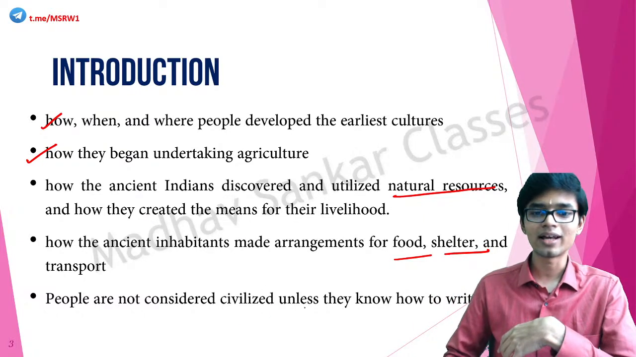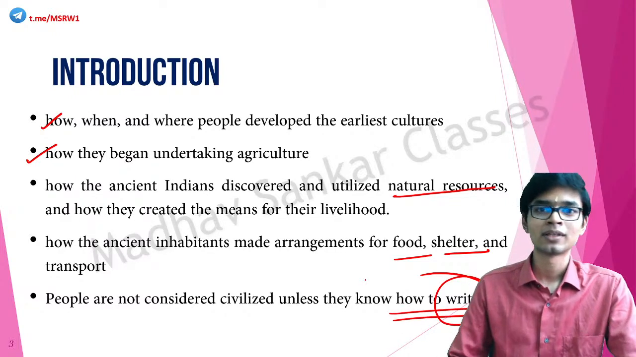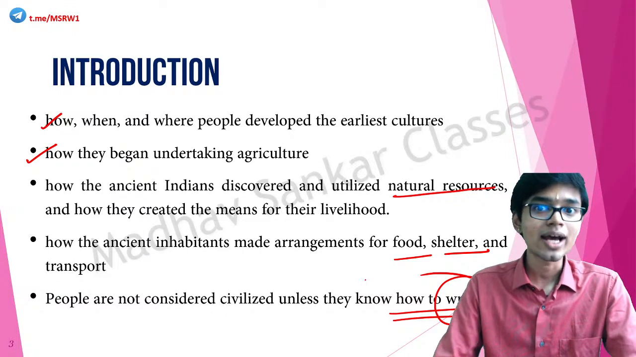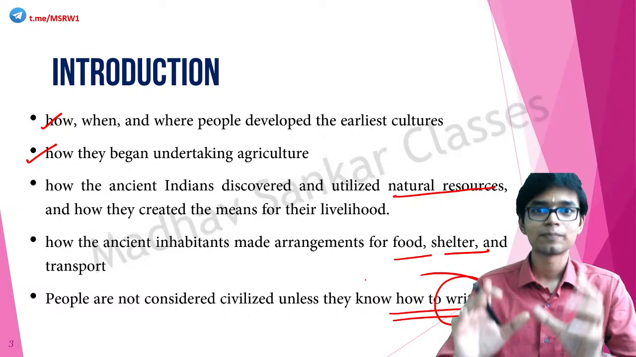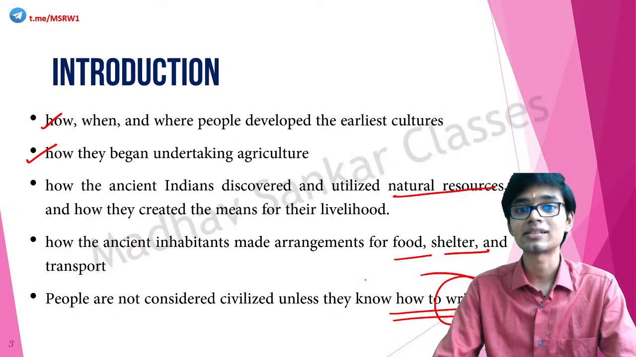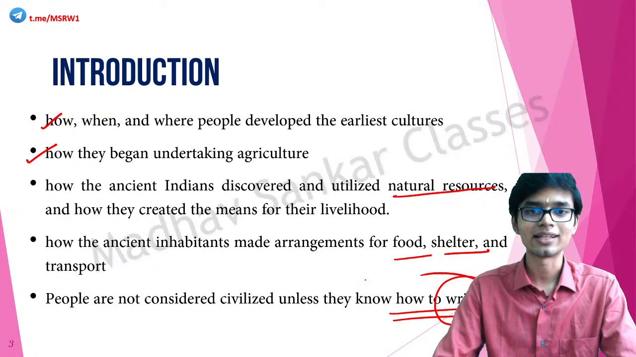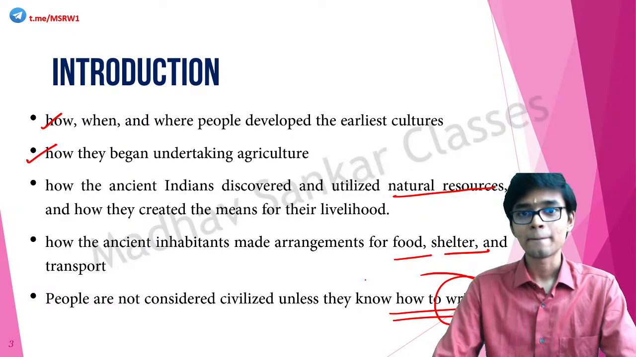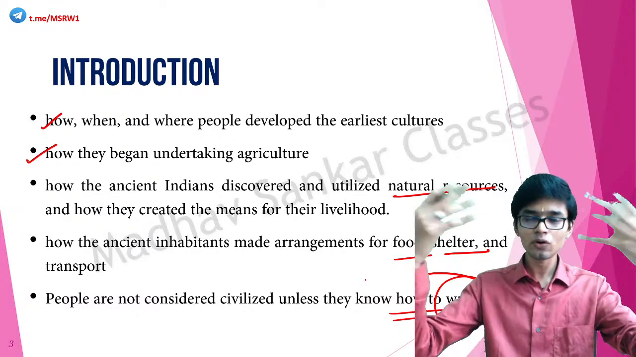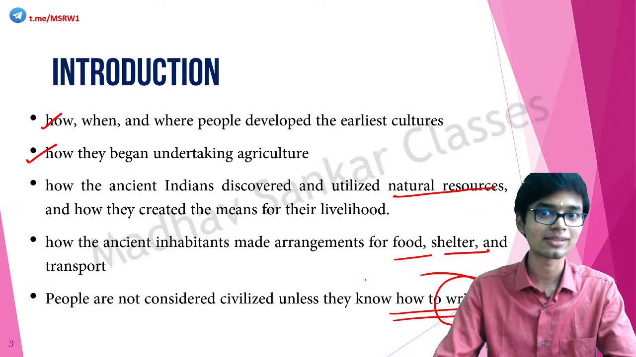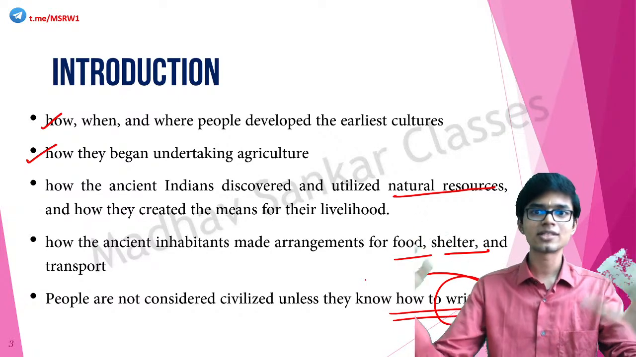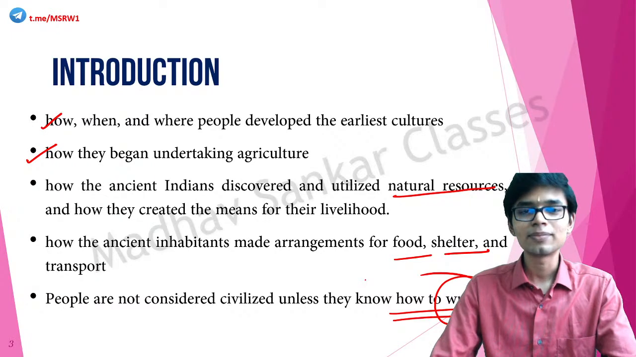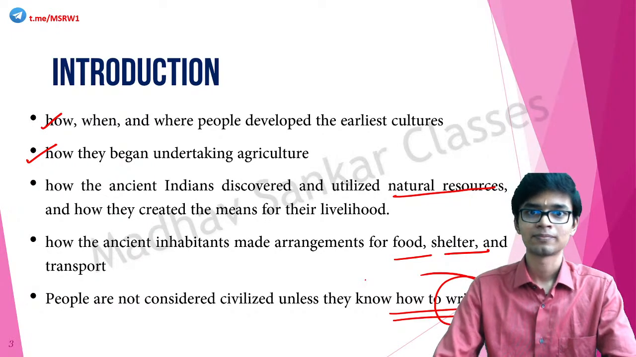People are not considered civilized unless they know how to write. So writing is the hallmark of civilization. Unless they know to write, you can't call that a civilization. This is why the most ancient civilization, as far as Indian history is concerned, is Indus Valley civilization. Even before Indus Valley civilization, human beings did exist. Homo sapiens existed. But why don't we call them civilizations? Very simple answer, they did not know to write.